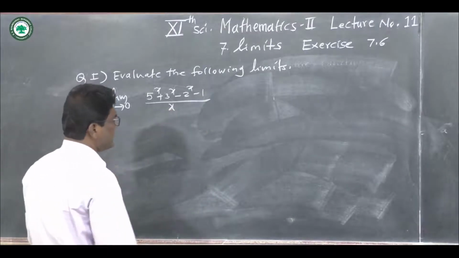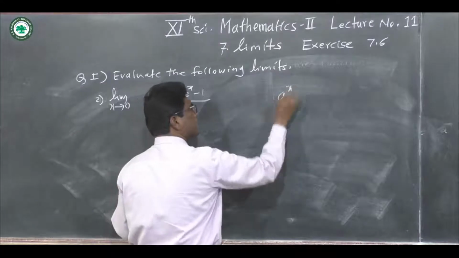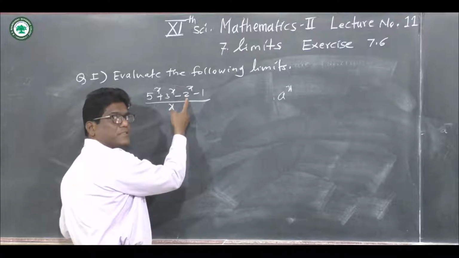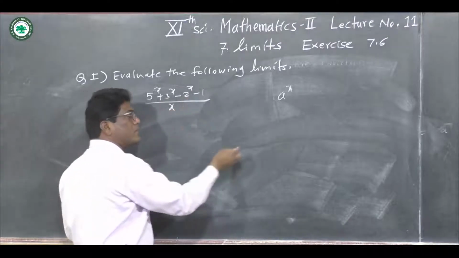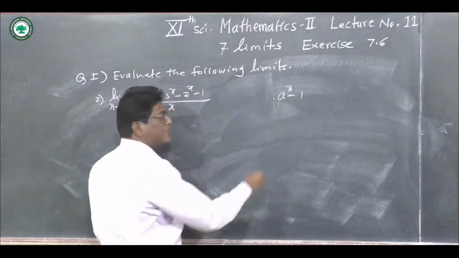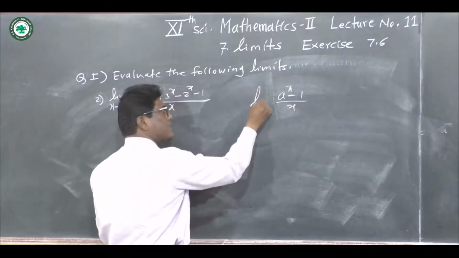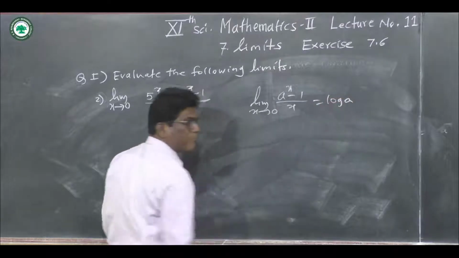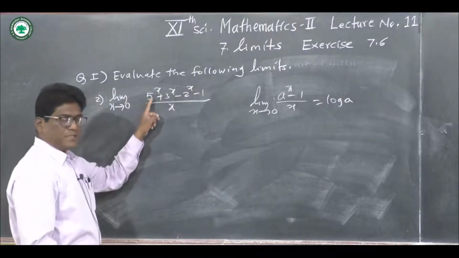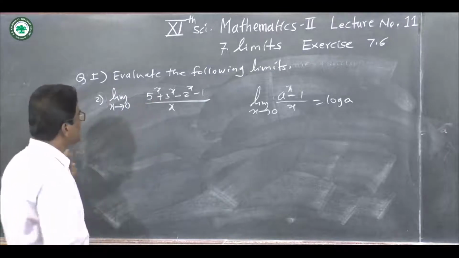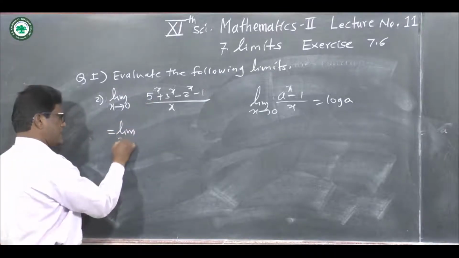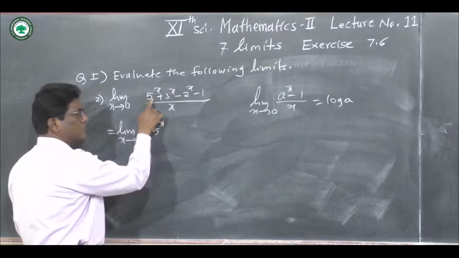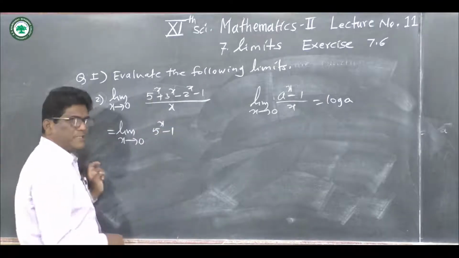Now in the numerator, a to the power x appears thrice. So every a to the power x must have minus 1, divided by x, and the limit as x tends to 0 then has the value log of a. Get it? So we adjust the minus 1 plus 1 and so on. So it is equal to the limit as x tends to 0 of: here 5 to the power x, we have to adjust minus 1, so take minus 1.